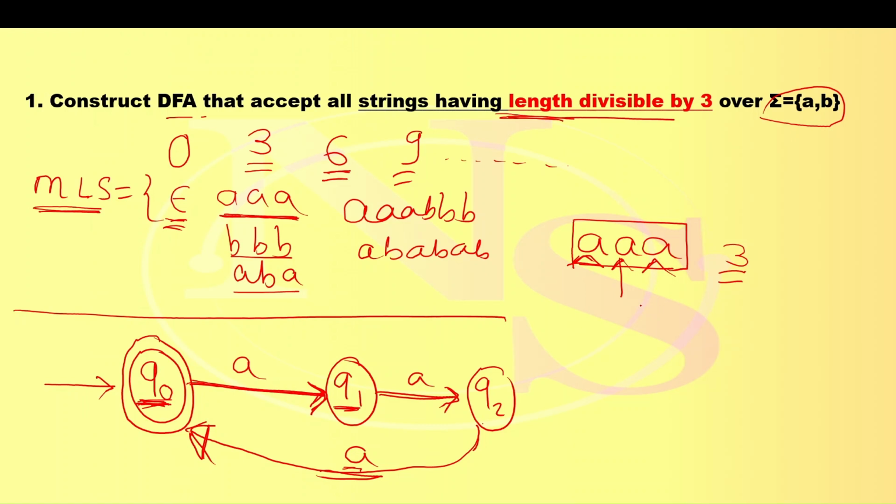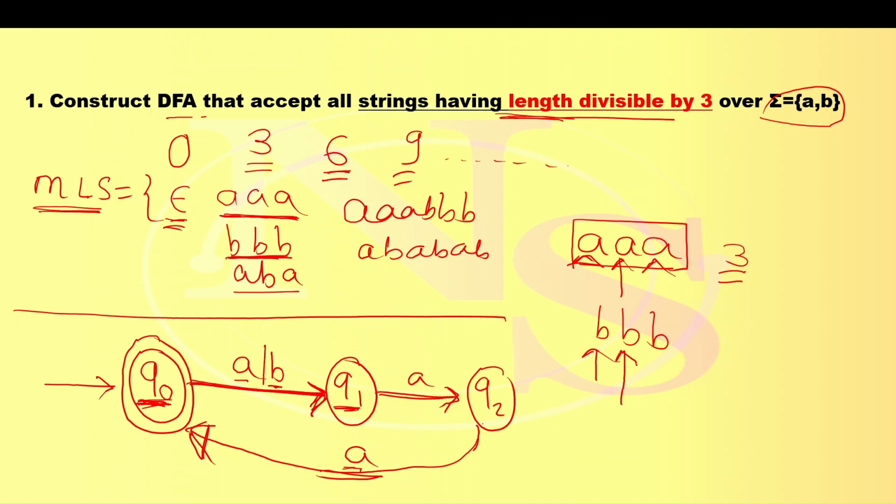This is for A. If I take the next valid string BBB, or we can take any combination of A and B, the first symbol is B. The first state will be reading the first B. Already we have a transition for the existing single symbol A. I can write down here A or B. How to read this? Q0 reading single A or B.